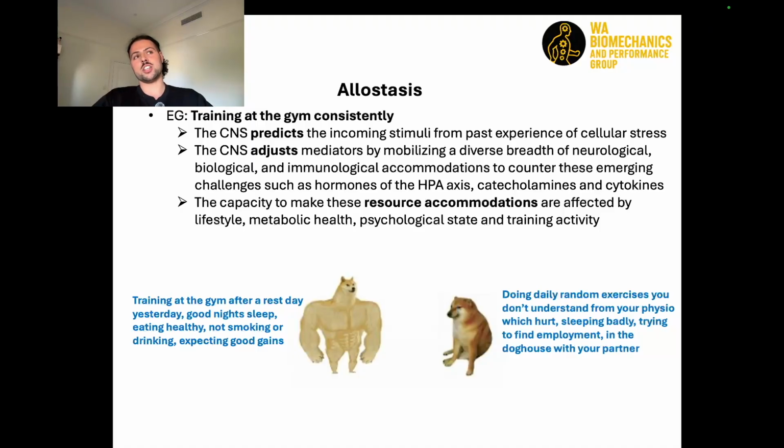Now, there's little Doggo here who isn't doing as well from an allostatic state. He's doing daily random exercises that the physiotherapist might have given him. They're sort of hurting him. He's not sleeping very well. He's trying to find employment, and to top that off, he's in the doghouse with his partner. So these two doggos could be doing the exact same program or the exact same workout, but both will probably adapt to the stimulus. But Big Doggo will probably adapt more favorably because he actually has more resources to accommodate that allostatic shift.